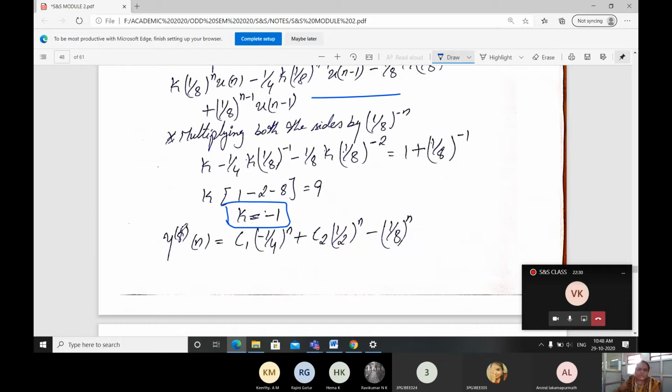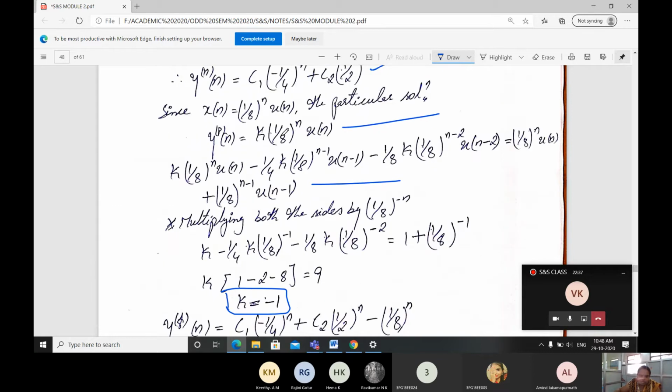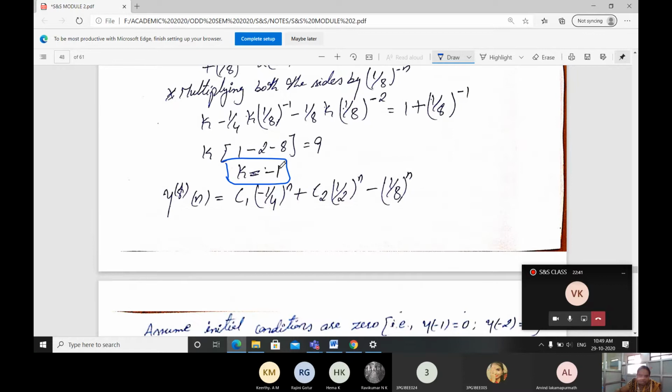1. Therefore, what is the k value? The particular solution is going to be k times (1/8)^n. Therefore, y of n is minus 1, c1 (minus 1/4)^n plus c2 (1/2)^n minus (1/8)^n. Since k is minus 1, you can write minus 1 times (1/8)^n only.